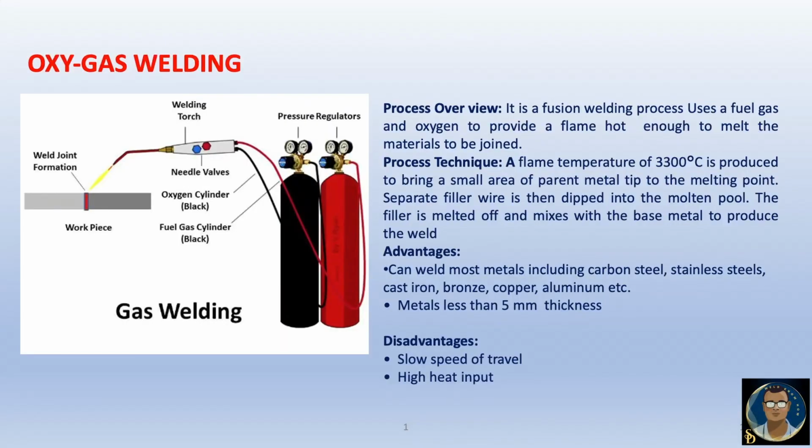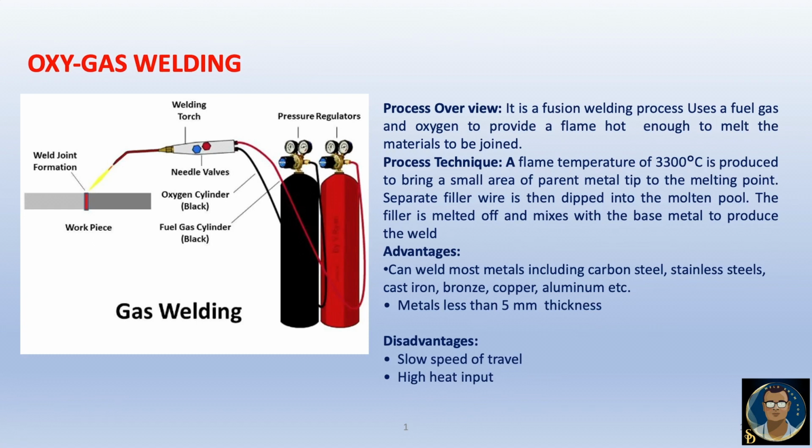First, let us start with oxy gas welding. Oxy gas welding is a fusion welding process which uses a fuel gas and oxygen to provide a flame hot enough to melt the materials to be joined. Here, the oxygen and acetylene from two different cylinders mix in the torch, and the proportion of oxygen and acetylene is maintained as we require for the output. Based on the proportion of oxygen and acetylene, there are 3 types of flames used for this welding process, which I will discuss in the next slide.